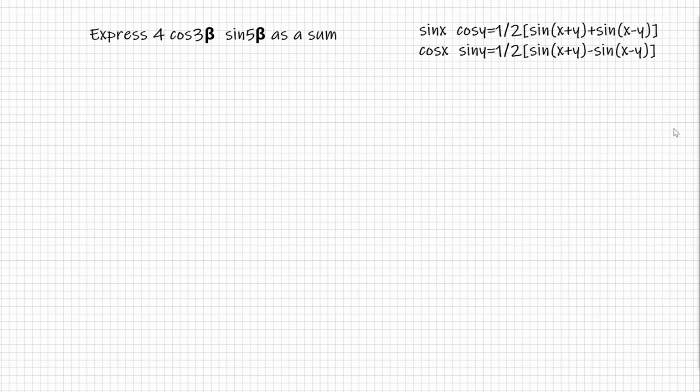And I've got a couple of formulas here. I wanted to try this in a couple of different ways. Notice that we've got sine x cosine y, but couldn't that just be cosine y times sine x? Why do we have two different formulas when sine of one thing and cosine of something else can be written either way? So I want to do this both ways to show you that we still get the same answer. So express 4 cosine 3 beta sine 5 beta as a sum.